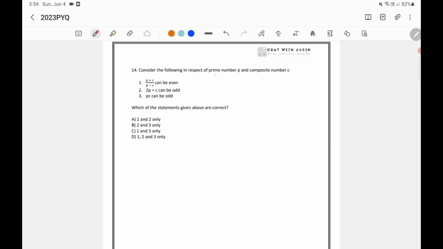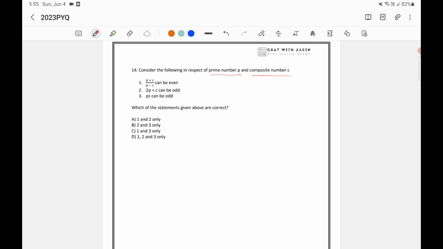Consider the following in respect to prime number p and composite number c. Again, I am telling you that you have to be thorough with the concepts of what is a prime number, what is a composite number, what is a natural number, and the concepts of odd and even numbers. UPSC is repeating these things in many questions. So that is very important. In this type of question, just assume some prime number and composite number and put them into these statements and check whether the given statements are correct or not.